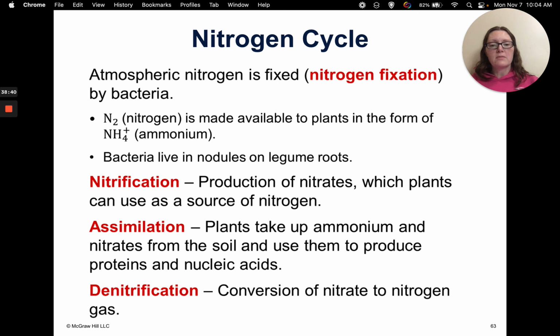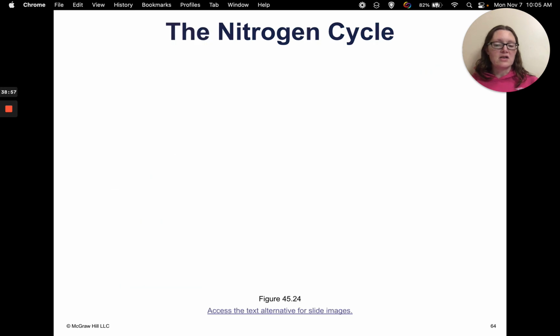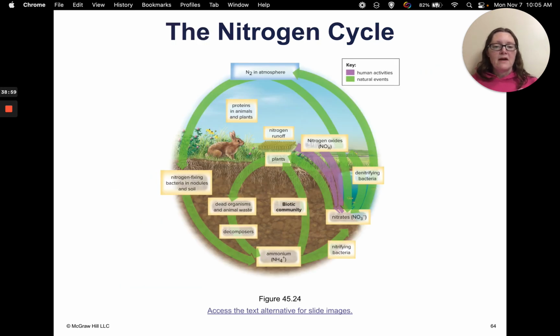Nitrification, production of nitrates which plants can use as a source of nitrogen. Assimilation, plants take up ammonia and nitrates from the soil and use them to produce proteins and nucleic acids. Denitrification, conversion of nitrates to nitrogen gas. So that's taking the nitrate and turning it into a nitrogen gas. Once again, green for normal, purple for unnatural.